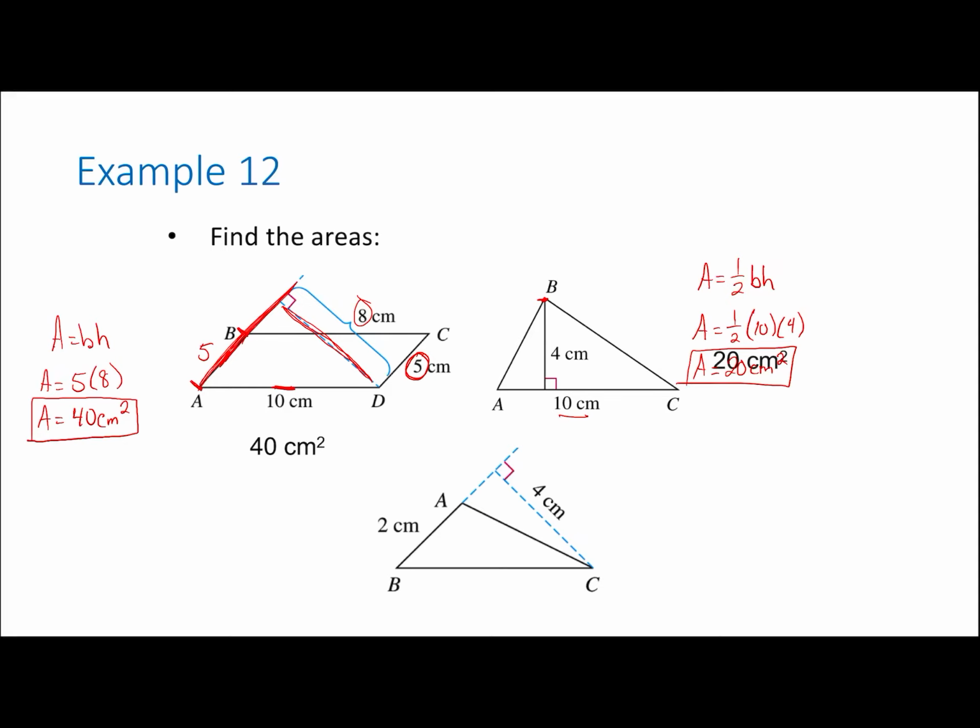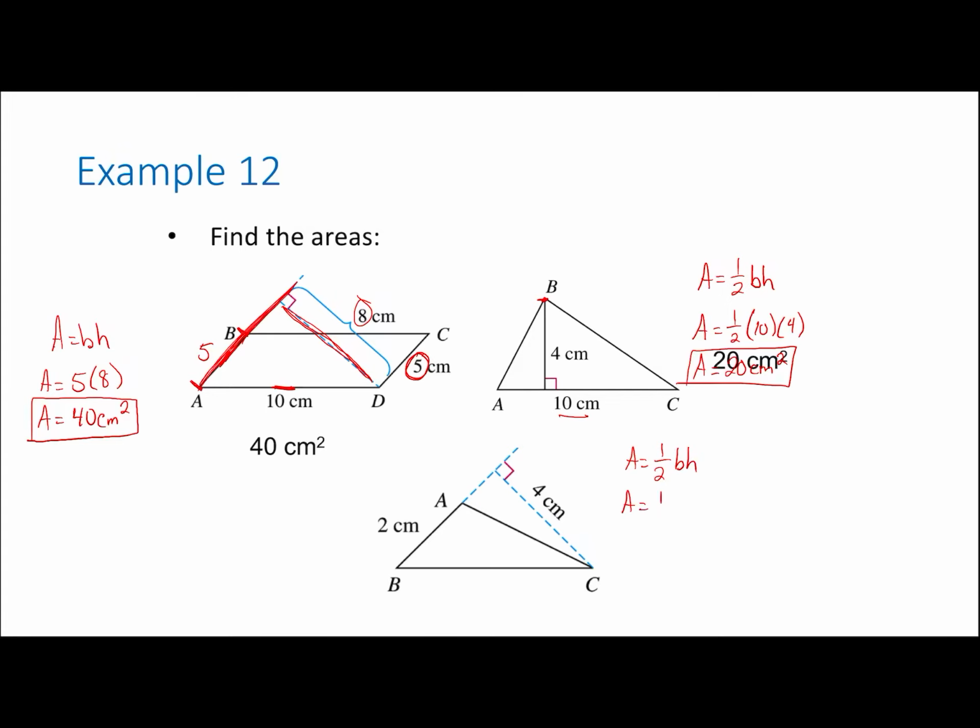Oh, and I wrote it right where it popped up there. If you have questions about that, let me know. And now look at the next one. Again, our area formula for the triangle is 1/2 base times height.